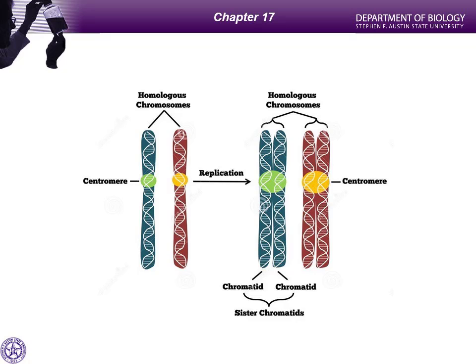During the process of making our copies, as we get ready for cell division, we make a copy and it's still attached to each other. What is it called now? It's not a chromosome anymore, it's a chromatid, and together they're sister chromatids. It's like they're holding hands, okay?